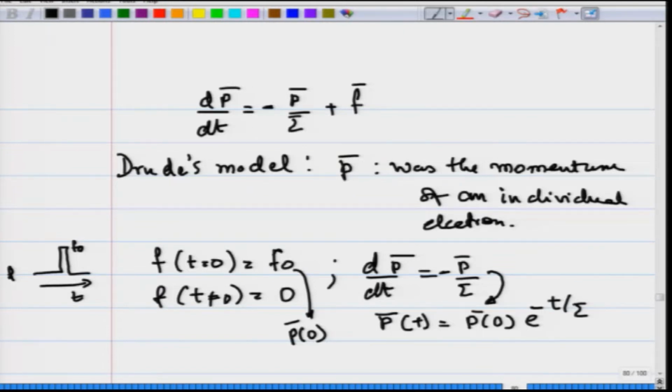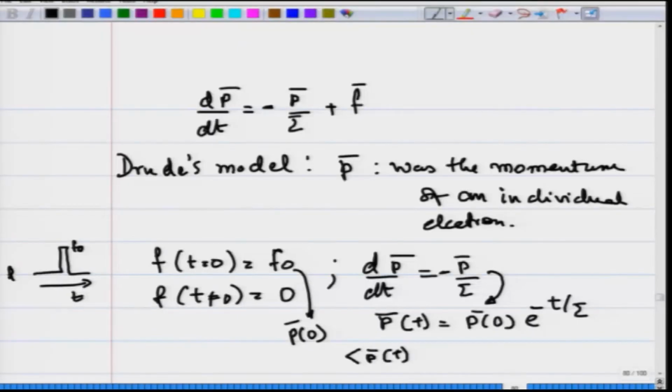Tau is the scattering time in the problem. Therefore, if you give an electron some momentum, the electron scatters and very soon the average momentum comes down to the 0 momentum state, in a time greater than tau. It has initially been given p0 amount of momentum by the force, but very soon it undergoes collisions and comes to the 0 momentum state.